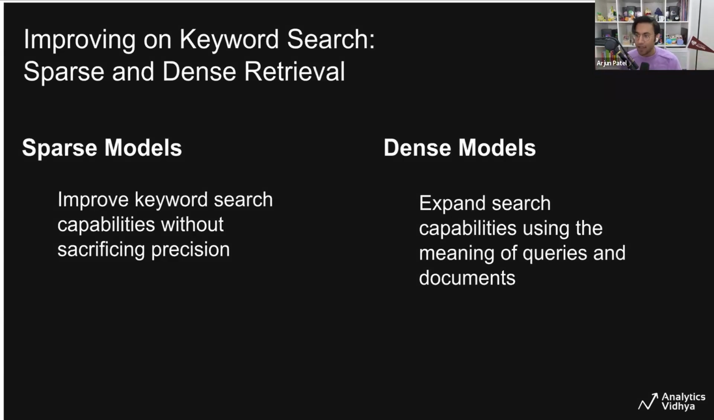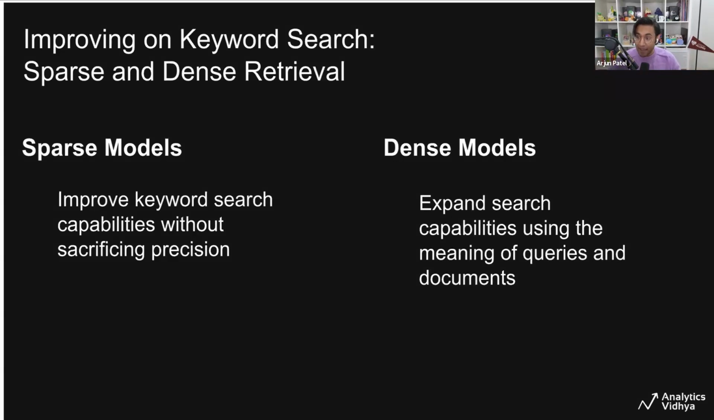Sparse models allow you to improve keyword search without sacrificing precision. This means that we're going to place an emphasis on the words we're looking for, and we're going to become a little more flexible about how we're finding those words in our corpus. Dense models go in the opposite direction.